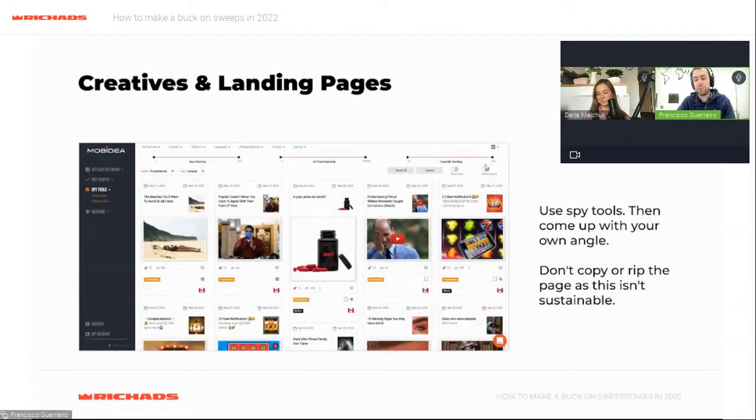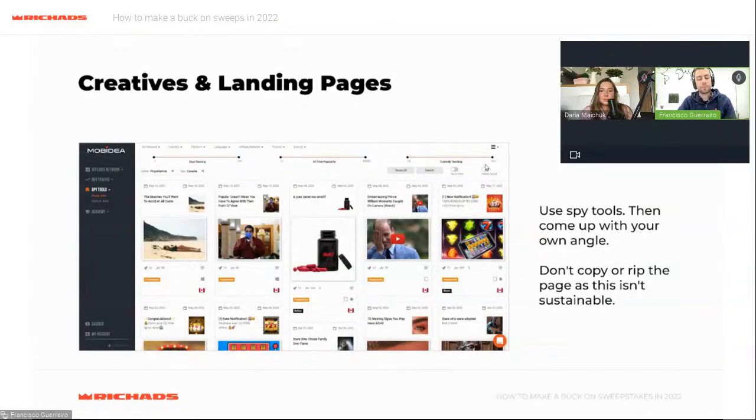Now, how many should you use? I would say if you are starting out, just one is enough. Okay, you don't need to go all out and spend tons of money on tools if you are just starting. But spy tools are really important for you to find out what type of landing pages are working in this vertical, in sweepstakes, and the type of prizes that you are promoting.